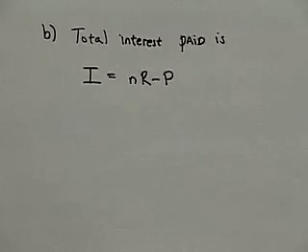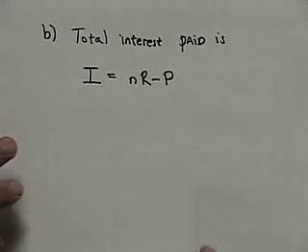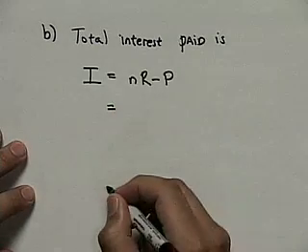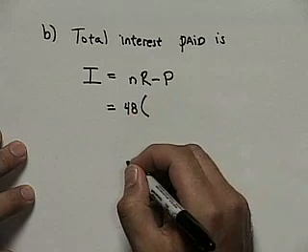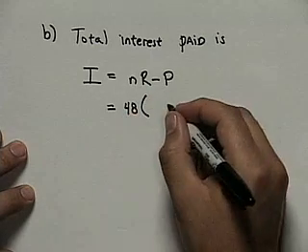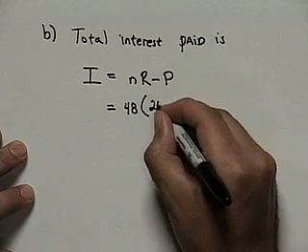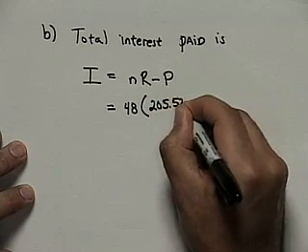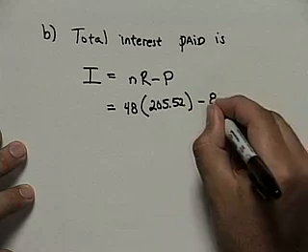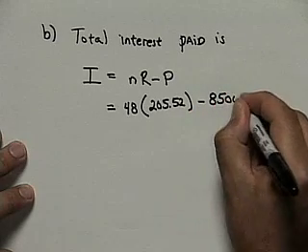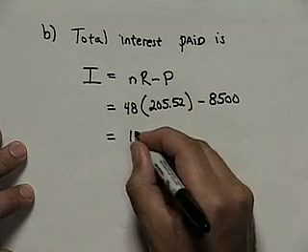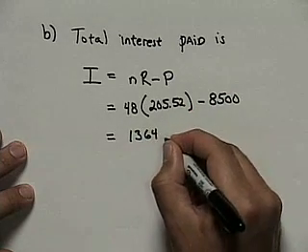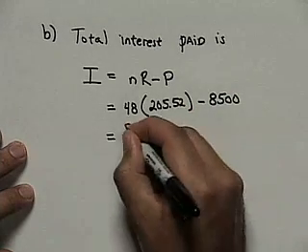So using the formula for total interest, interest equals n times R minus P. What we find out is that our n value of 48 times our monthly payment value of $205.52 minus the 8,500. When we work that out, what we see is that the interest, or the total interest paid, is $1,364.99.